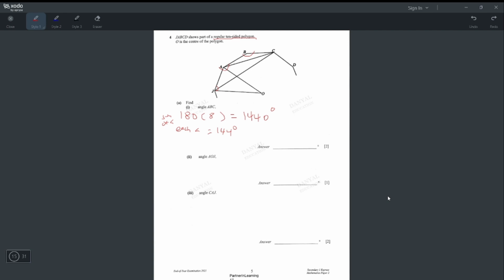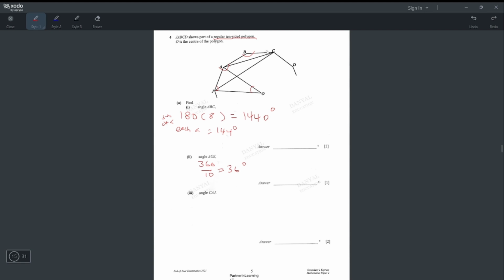And for part 2, angle AOJ is actually this one right here. And we know that since it's always the center, eventually I have all of these, and all of this would add up to 360. And we know that there's 10 of these angles. So angle AOJ is 360 divided by 10, which is just 36 degrees.